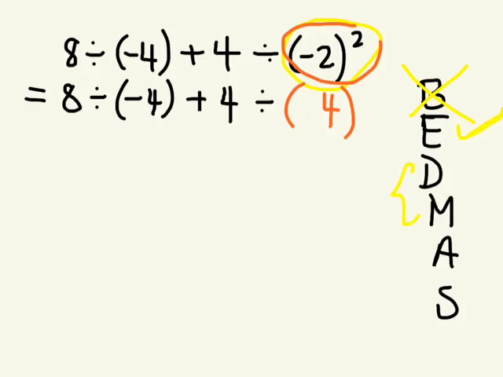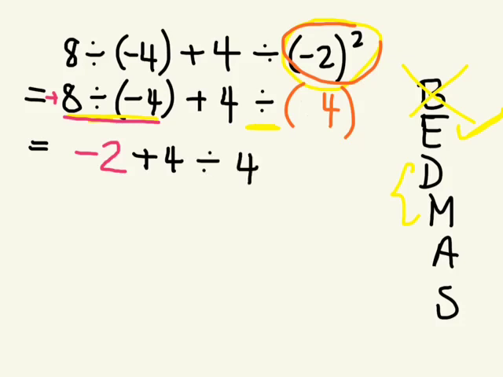We're going to look for division and multiplication. We have division here, we also have division here. So let's do the one that appears first. We're going to simplify 8 divided by a -4. What's a positive 8 divided by a negative? It's a negative. And how many times does 4 go into 8? Twice. So it's going to be -2. Now let's rewrite the rest of this, plus 4 divided by 4, right?